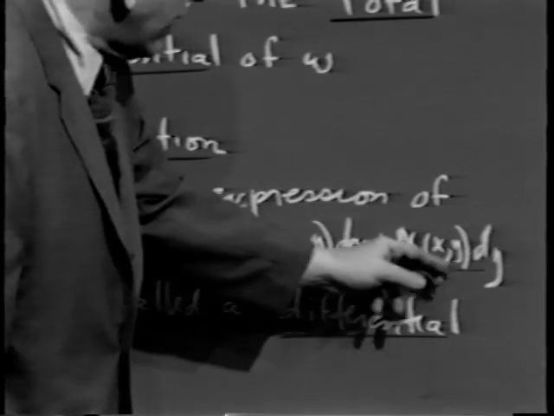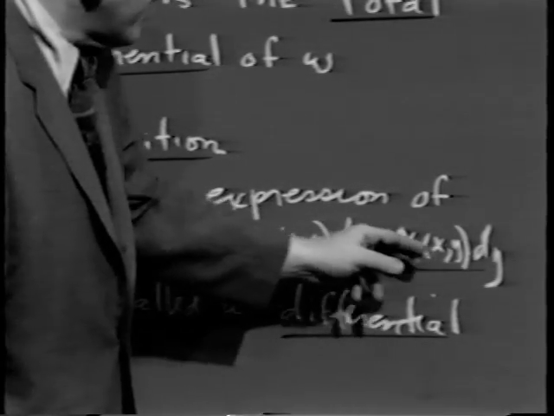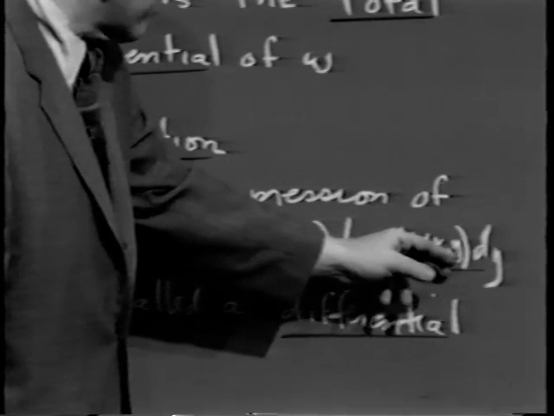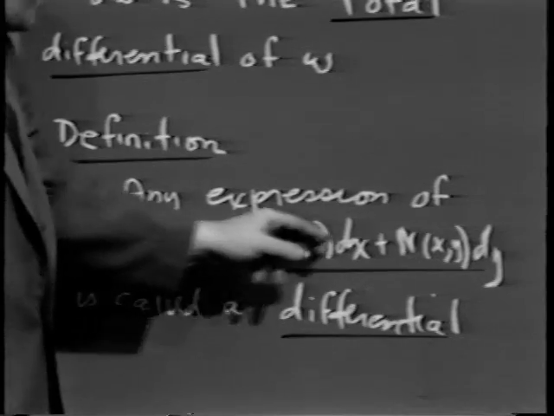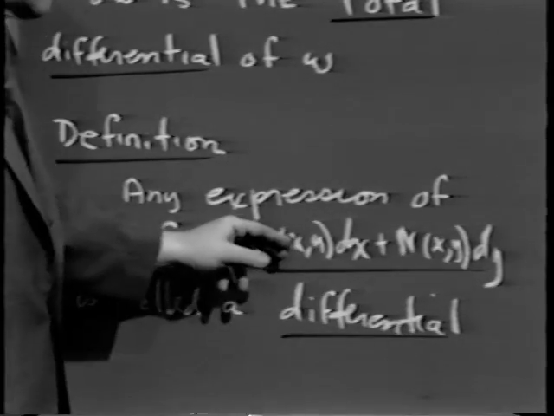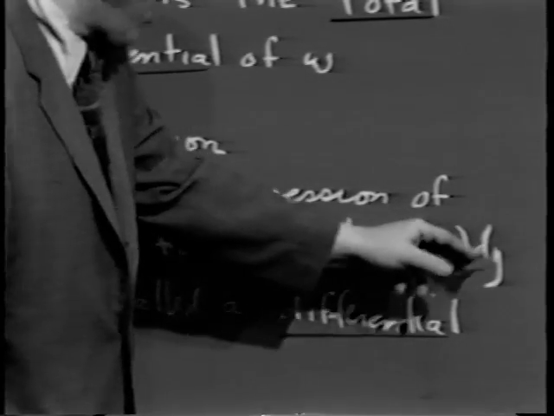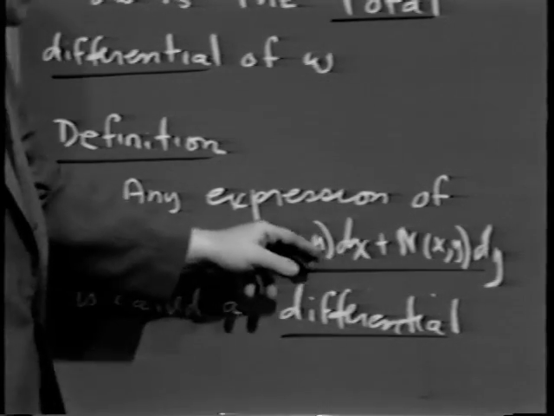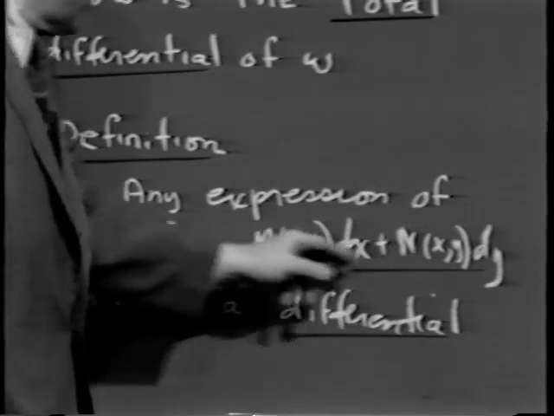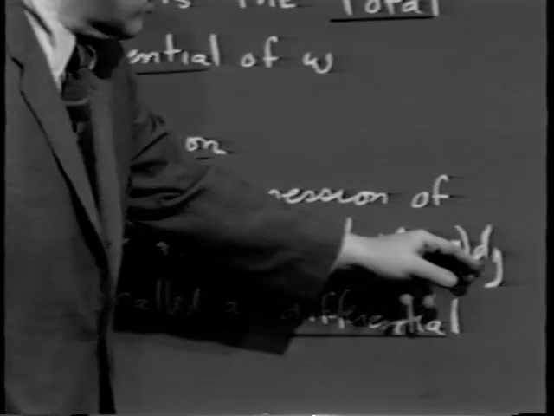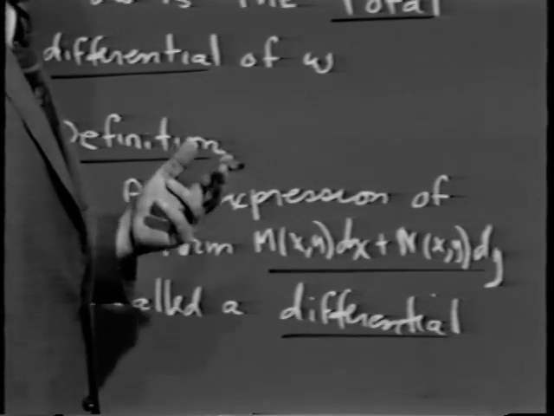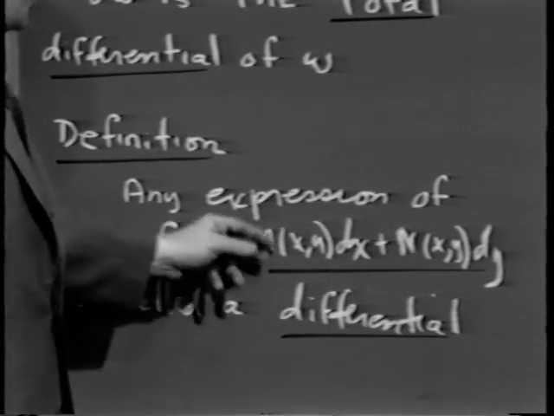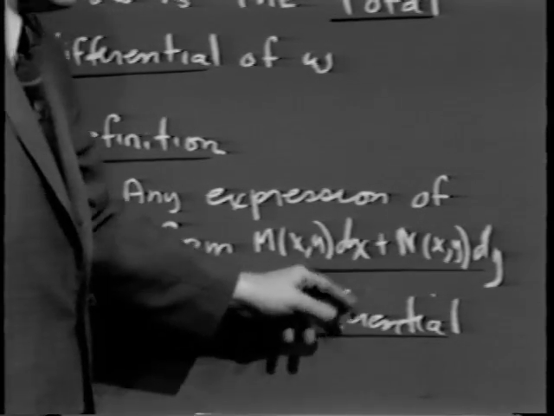Notice that in particular, one choice of capital N is to have n of xy be identically 0. We could have m of xy be identically 1, in which case m dx plus n dy would simply be 1 dx plus 0 dy, or dx. In other words, notice that this extended definition of a differential for two or more variables includes the definition for a single variable. At any rate, any expression of this type is called a differential.